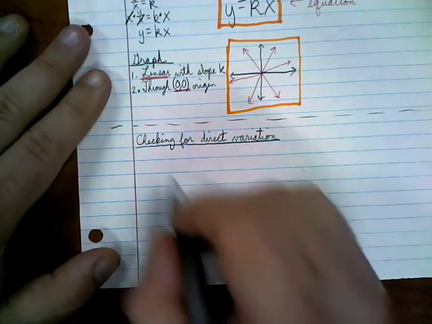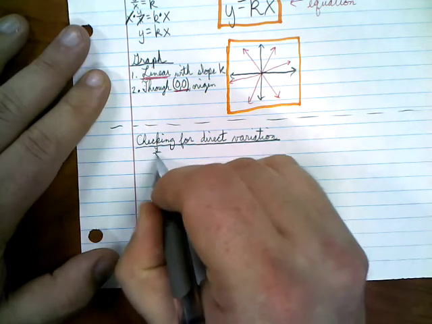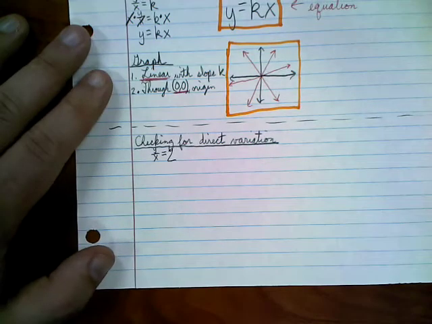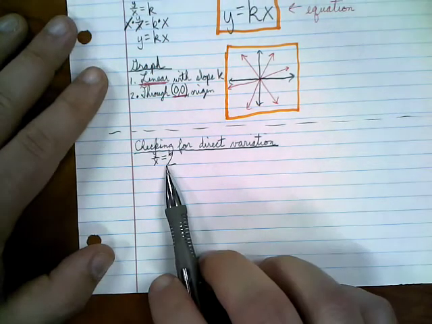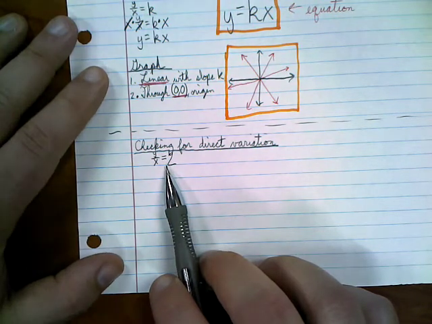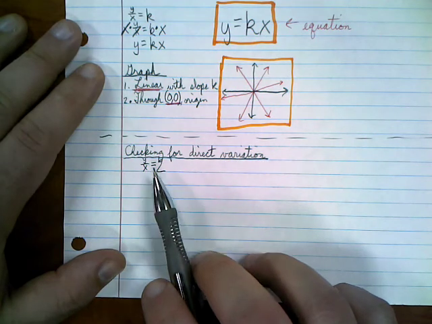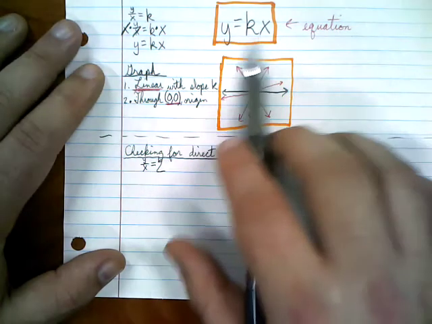So let's say we have the equation y over x equals 2. First we're going to identify, based on its equation, is this a direct variation? We want to get it into this form here.